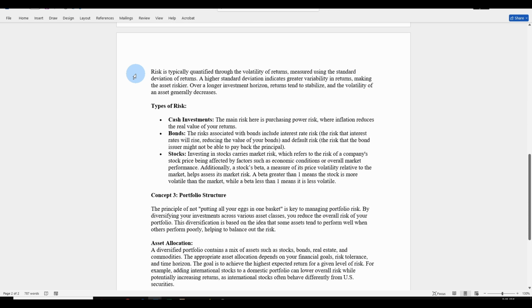Risk is typically quantified through the volatility of returns, measured using the standard deviation of returns. Higher standard deviation indicates greater variability in returns, making the asset riskier. Over a longer investment horizon, returns tend to stabilize and the volatility of an asset generally decreases.